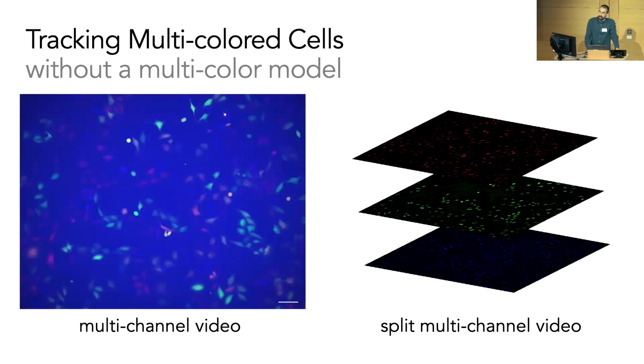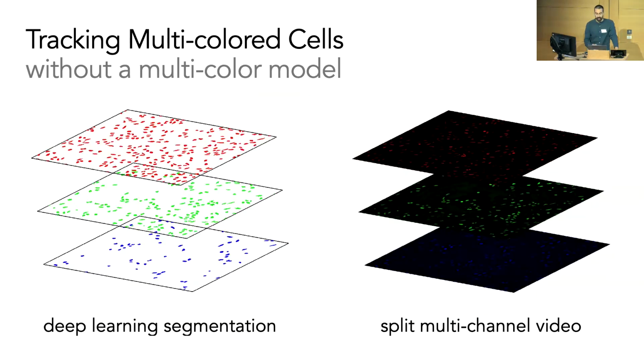We also tracked a multicolor data set. In this case, we got the data from a collaborator. We didn't have the multicolor segmentation model, and we didn't want to spend time annotating it. So what we did is that we split the multiple channels into their own videos, and we applied an off-the-shelf segmentation model to segment them as grayscale, obtaining separate segmentations.